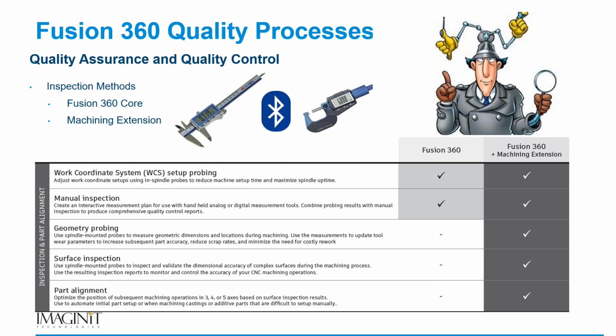If you go higher and buy the machining extension, which bolts onto the core Fusion, you can get geometry probing and surface inspection and part alignment, things that can really enhance your overall quality practices for assurance and control inside of your machines directly.